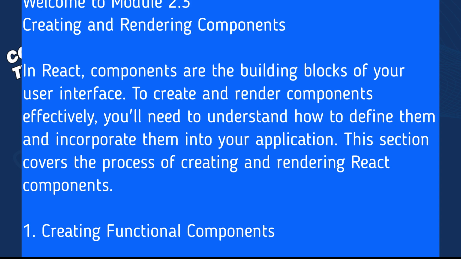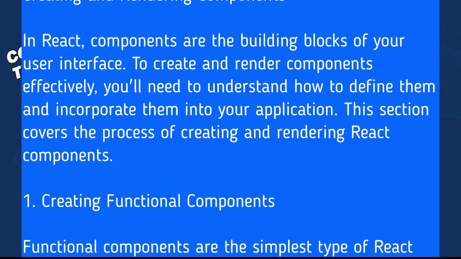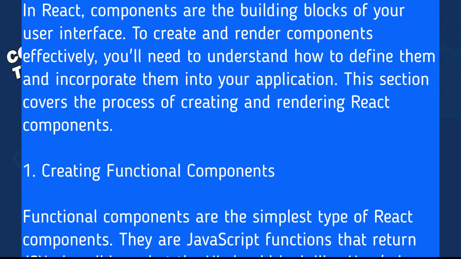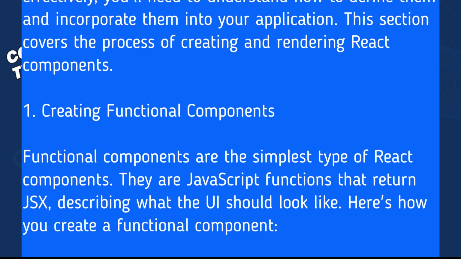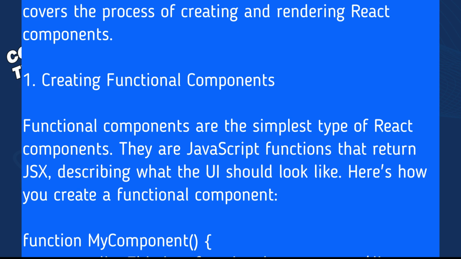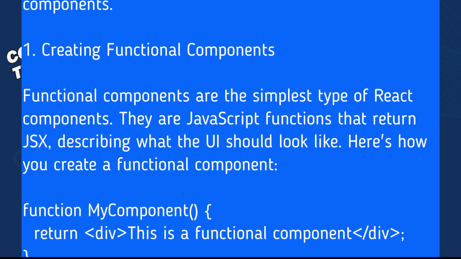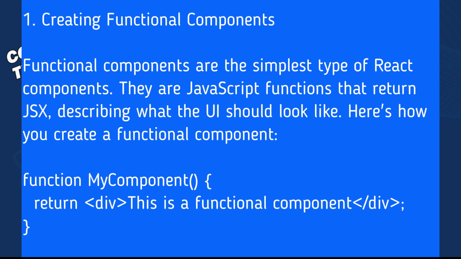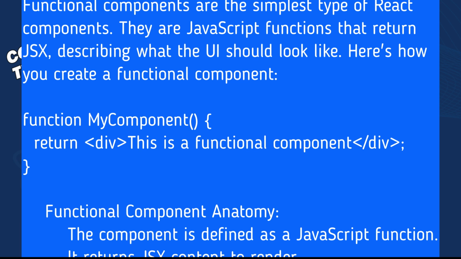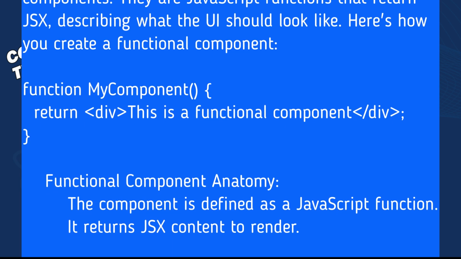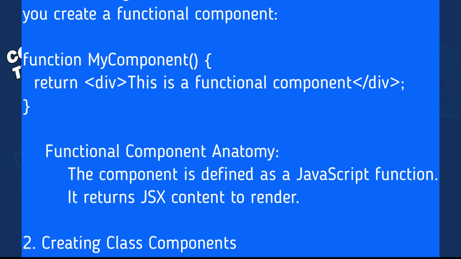1. Creating functional components. Functional components are the simplest type of React components. They are JavaScript functions that return JSX, describing what the GUI should look like. Here's how you create a functional component: function MyComponent, return div, this is a functional component, div. Functional component anatomy: the component is defined as a JavaScript function. It returns JSX content to render.